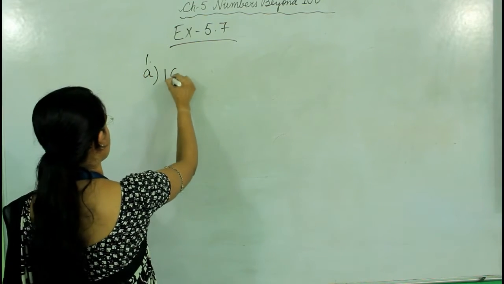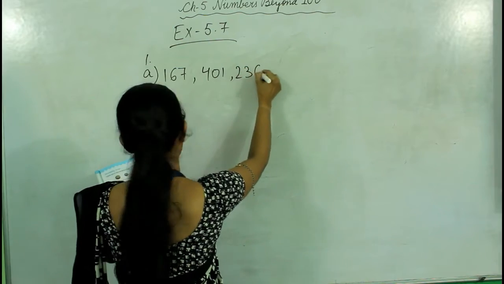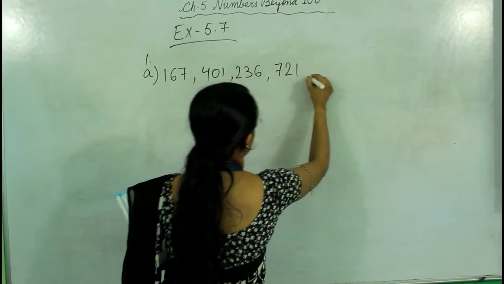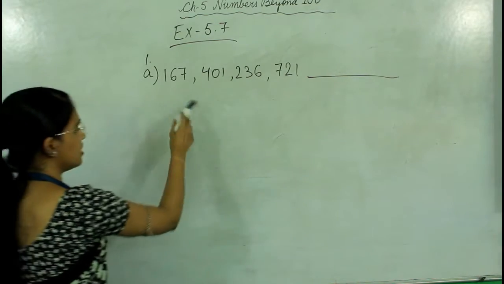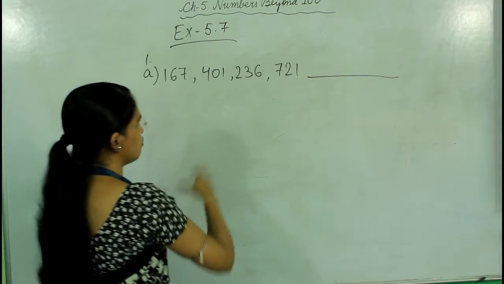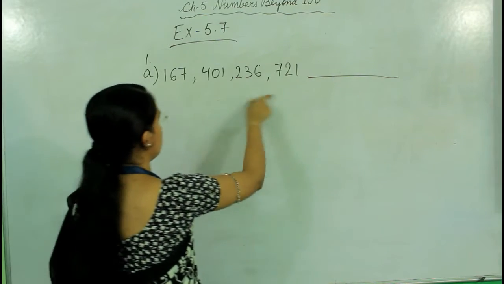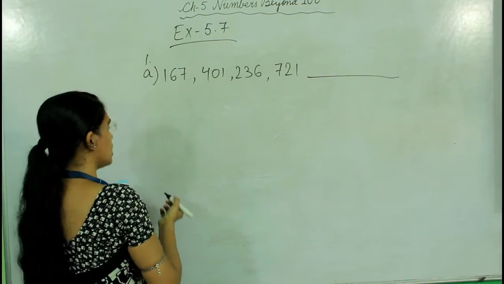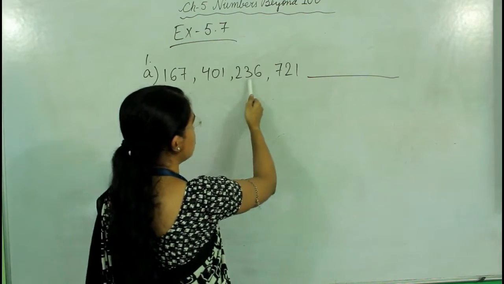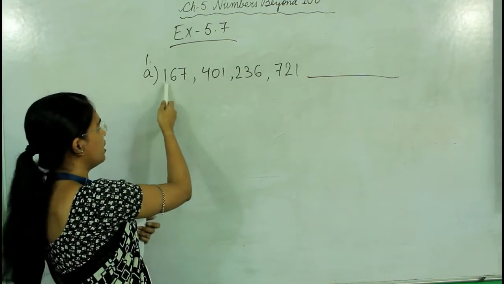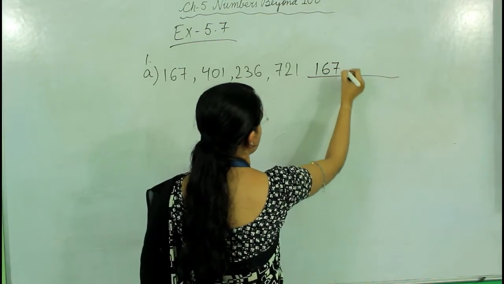Question is 167, 401, 236, 721, and there's a dash. So we have to find out the ascending order or increasing order, and we have to arrange these numbers in increasing order. So among these four numbers, which is the smallest number? 167, 401, 236, and 721. 167 is the smallest number, right? So put 167 at the first.